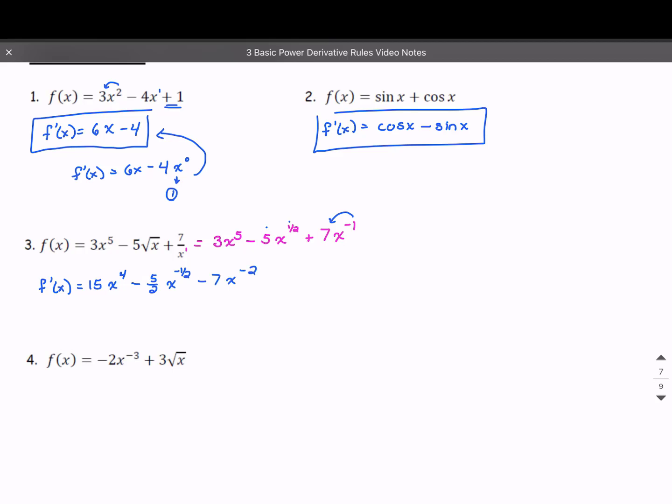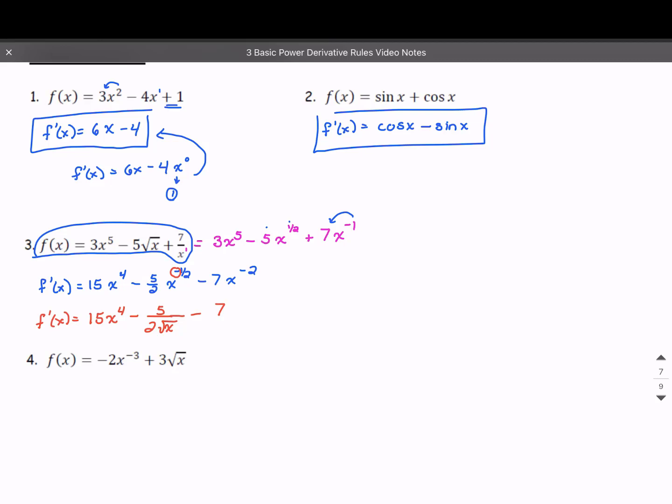Now notice I have fractions and negatives in my exponents, but I didn't give you any of those in the original function, which means you can't give that to me as your answer. So we need to rewrite this function. 15x to the 4th is fine. Minus, I have 5/2. The negative in the exponent is going to put my x in the denominator, and the fraction 1/2 in the exponent tells me to take the square root. Minus 7.